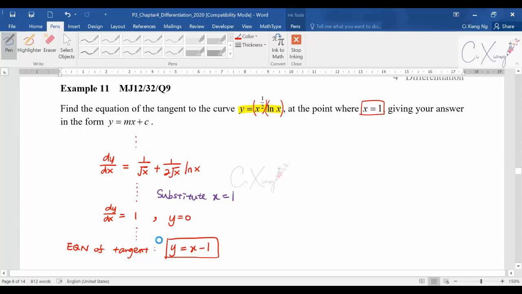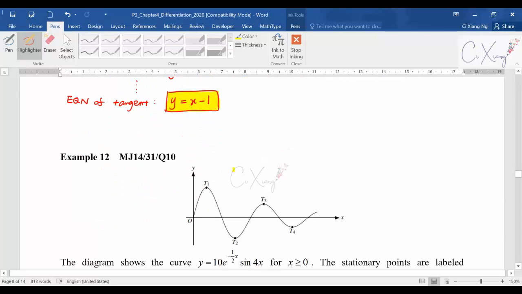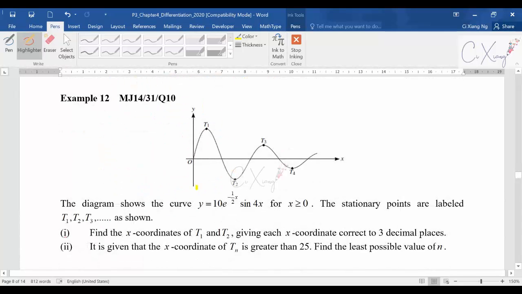So this question, I think, is quite simple, so I would like you to try on your own. I already told you the process, so make sure that you try it out yourself. This is what you have for example 11, the first application of differentiation, which is finding out the equation of tangent. Let's continue to example 12. To me, example 12 is likely harder, so I will discuss this with you.